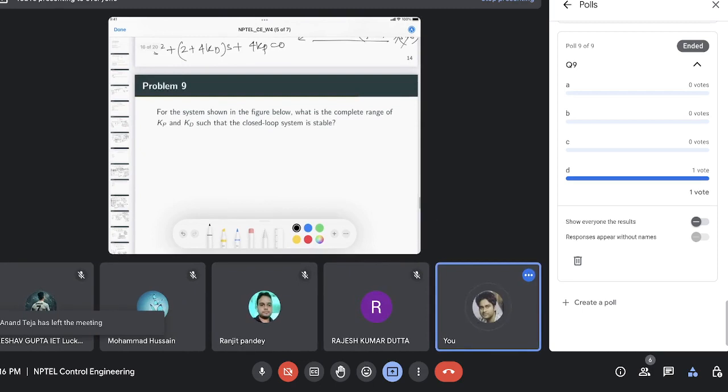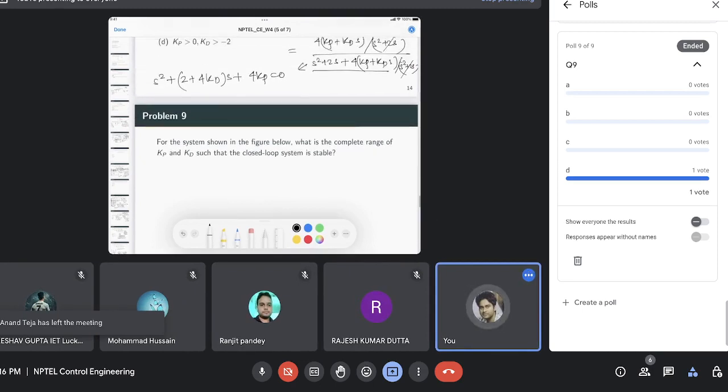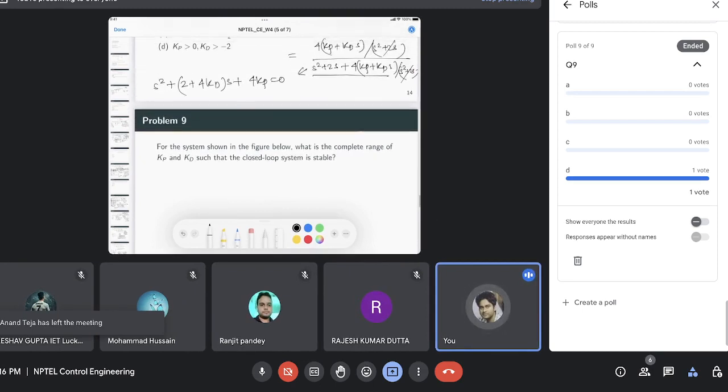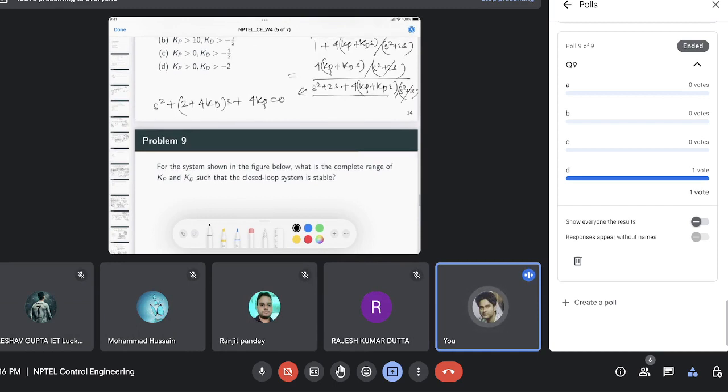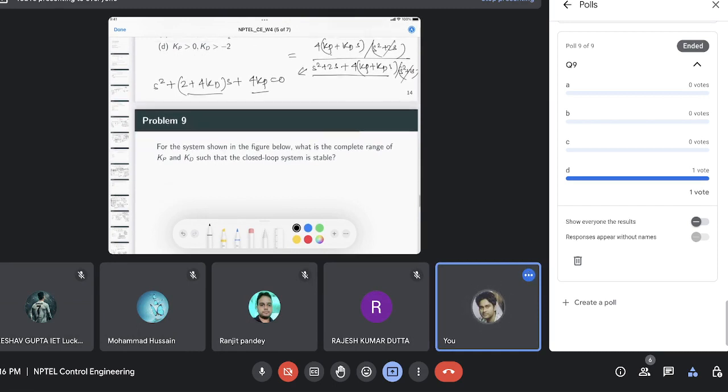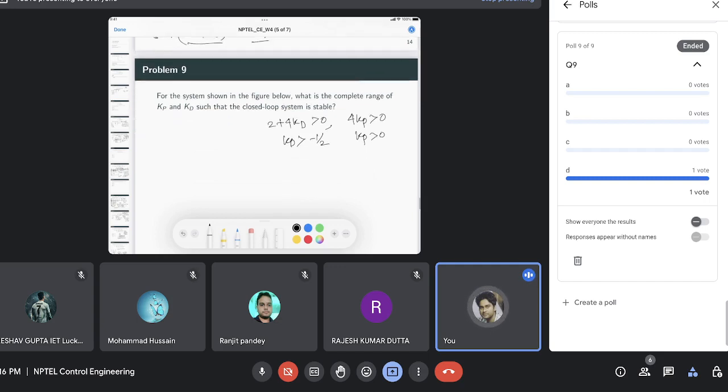Because it's a second order system, you just need the coefficients to be positive. So 2 plus 4Kd should be greater than 0 and 4Kp should be greater than 0. It means Kp should be greater than 0 and Kd should be greater than minus half. You can also find the same thing from the Routh table.